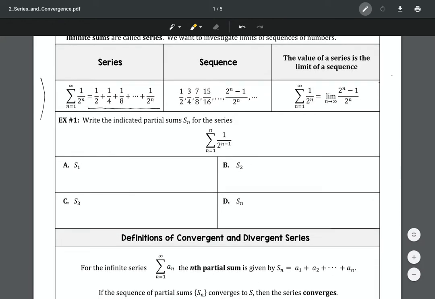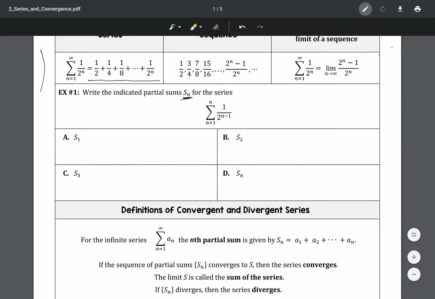So let's go to example number 1 here. It says, write the indicated parts of the sum S of n. Now, S of n stands for the sum. So first, S of 1, all that means is you just want to know what the sum is when you plug in a 1 into the first term. Remember, you have this term right here, so you plug in a 1 for n. So you have 1 over 2 to the 1 minus 1, which is 1 over 2 to the 0 power. 2 to the 0 power is 1, so all of this is going to be 1.